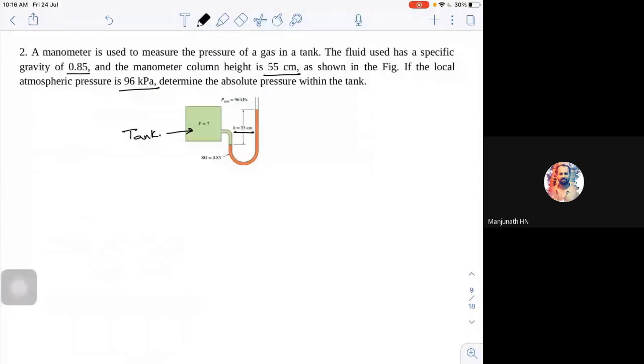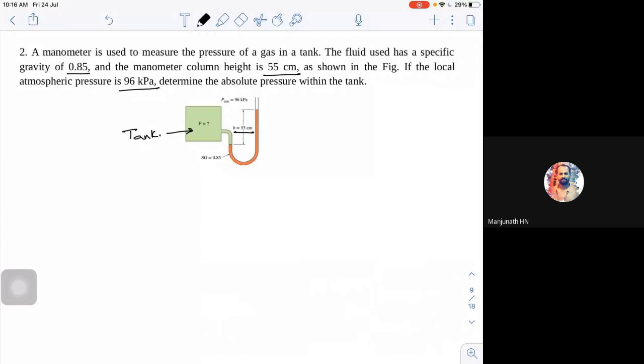So roughly I can take this particular problem, where they've given 96, so I can keep that as a variable when I write the code. The problem is to determine the absolute pressure within the tank. What I'm supposed to do is write the balance equation. So what is the equation? I'm supposed to use the one we already know when using the manometer.